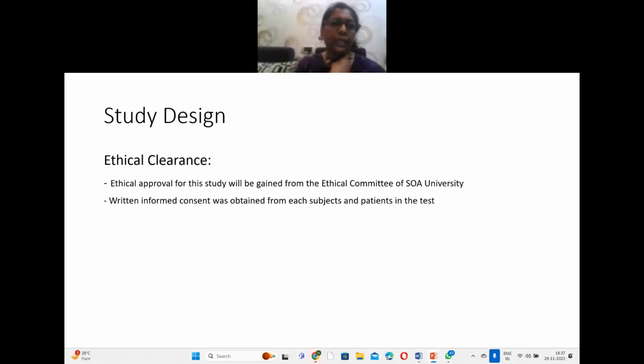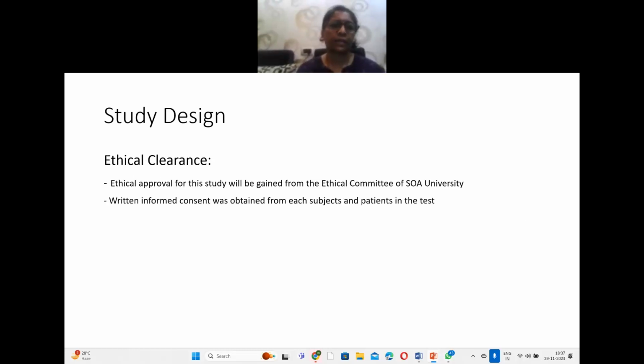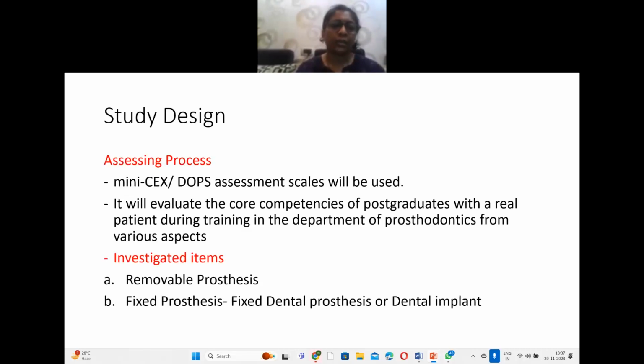And for the ethical clearance, ethical approval of this study will be obtained from the ethical committee of the SWA university in which I am working. And if I take the help of my colleagues, they have to take the ethical clearance from their respective universities. Okay. Now, this is not my idea actually. I have referred to this from the literature, which I'll be showing you right now.